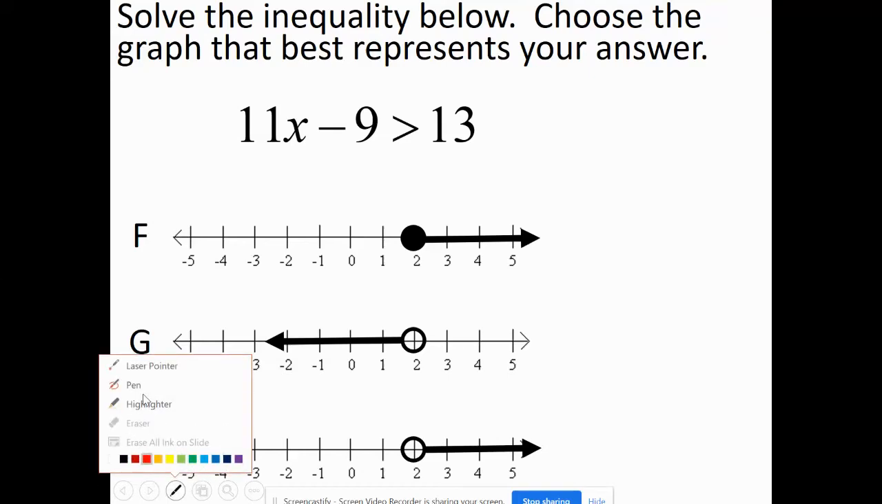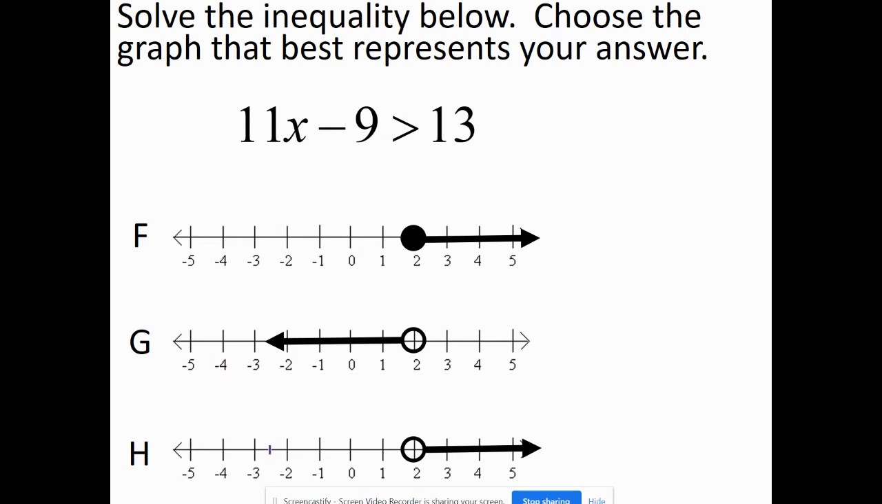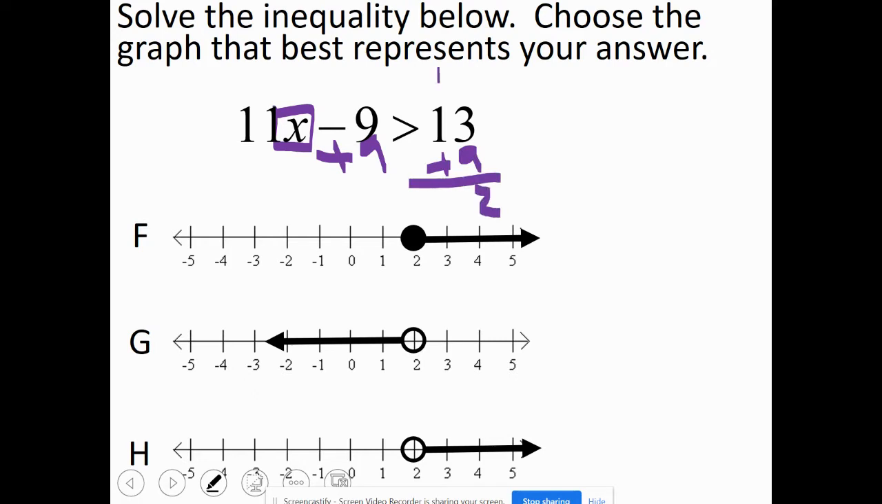Okay, so let's just solve this inequality and show the graph that best represents our answer. So let's go ahead and solve for x here. We're going to isolate the x, and we're going to do the opposite of minus 9 by plussing 9 on both sides. So 13 plus 9 is 22, and the 11x drops down. So now we have, let me write it over here, 11x equals 22.